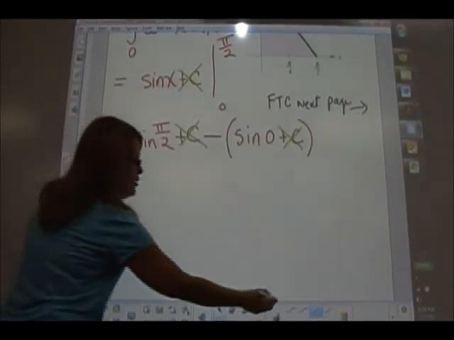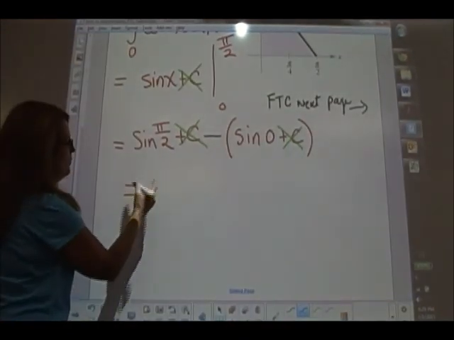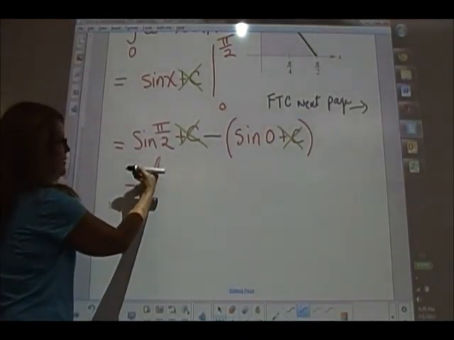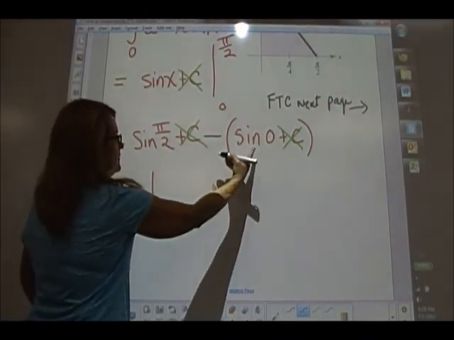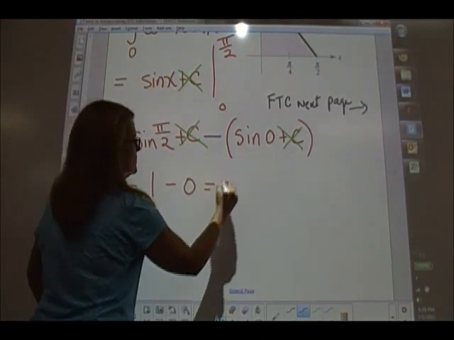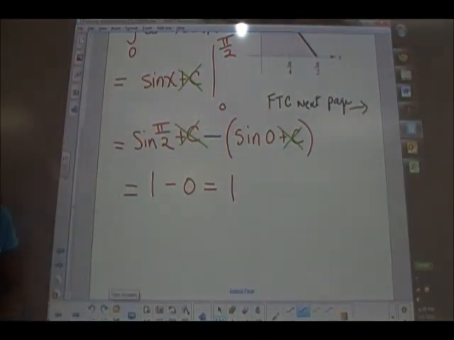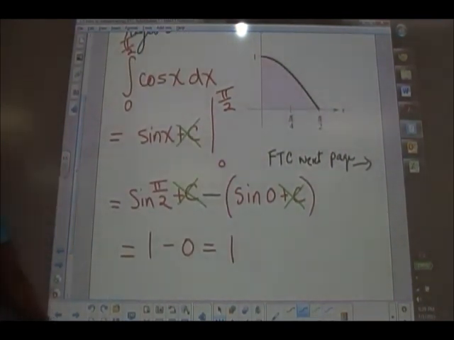The sine of pi over 2 is what? Root 2 over 2? No. 1, minus 0. What equals 1? On this, what represents that 1? The area. That pink region is exactly 1 square unit big. That's what we've just found.